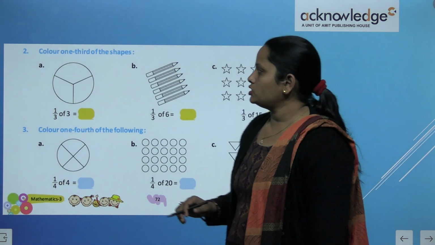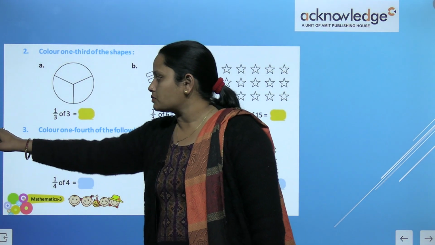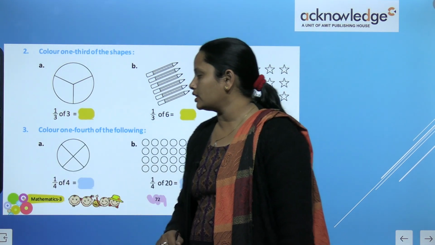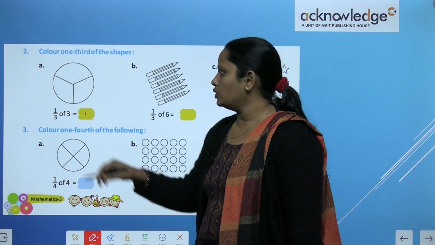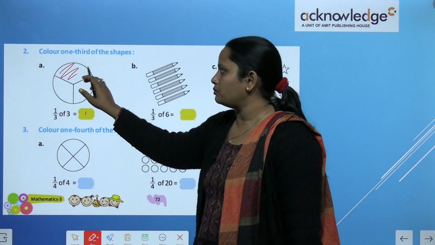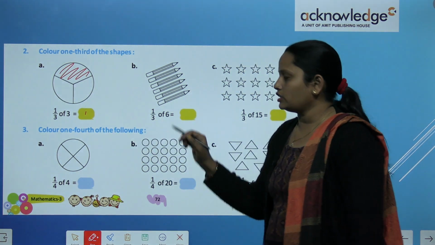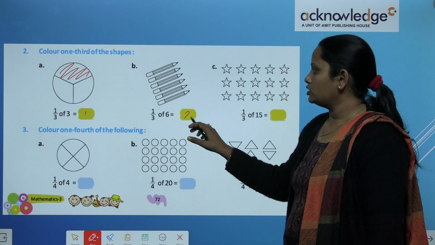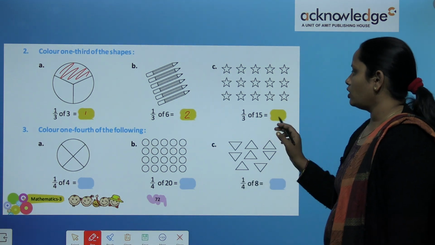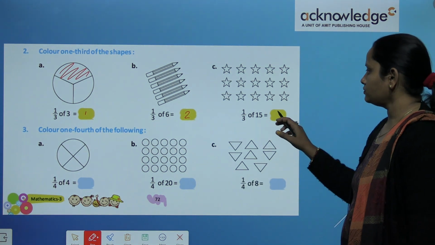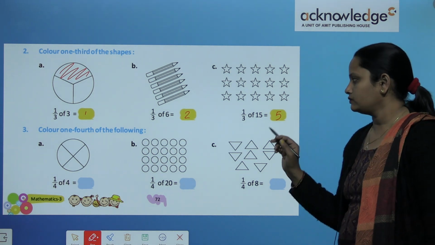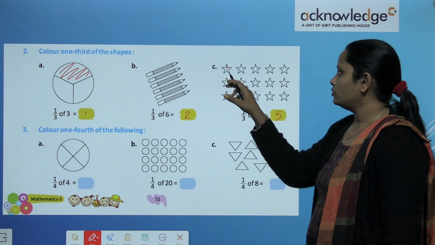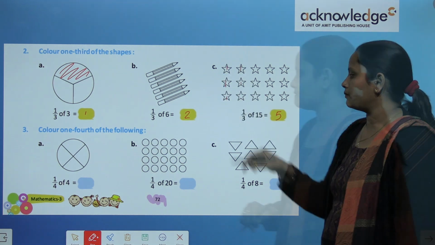Now question number 2 is color 1/3 of the shapes. 1/3 को हमें color करना है. So 1/3 means we have to color 1 out of the 3 parts. Next is 1/3 of 6. So we have to color 2. 1/3 of 15. So it will be 5. So we have to color 5 of them.